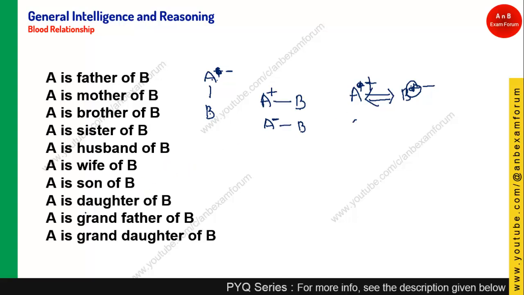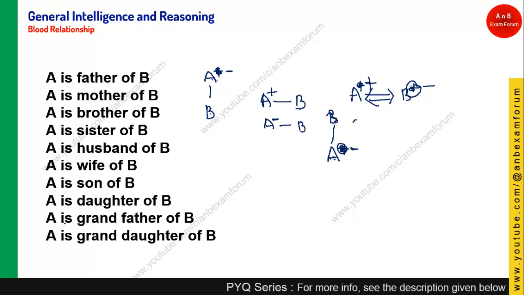Coming to the next, A is son of B. So A is son. Son means positive, and he is from a different generation. So A is son of B. Here we don't know whether B is father or mother, so we won't put any symbol. And if A is daughter of B, in that case, you need to change the gender. Instead of plus, it will be minus. So A is daughter of B.